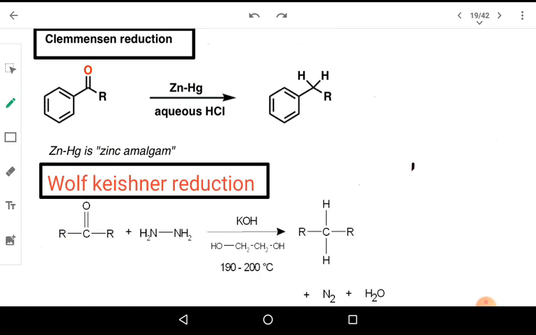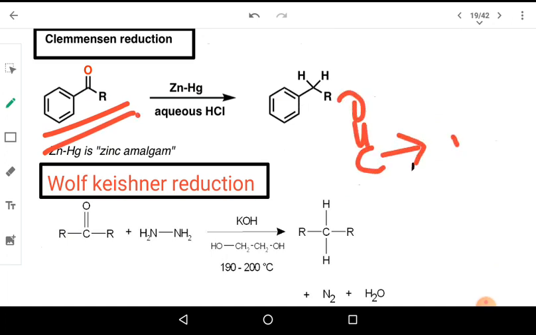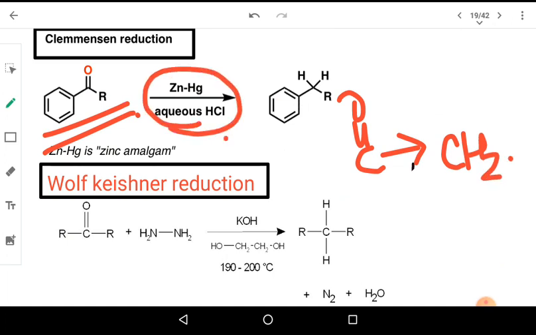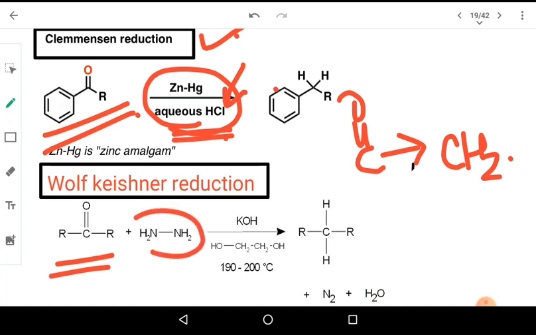So let us see Clemmensen reduction. In Clemmensen reduction, what is happening? We have an aldehyde or ketone. So the CO group is converted into CH2 group by using the reagent zinc amalgam in the presence of HCl. So we need acidic medium for carrying out Clemmensen reduction, and in Wolff-Kishner reduction we are taking a ketone or an aldehyde. We are going to react it with hydrazine and KOH at high temperature. We will be getting alkane.